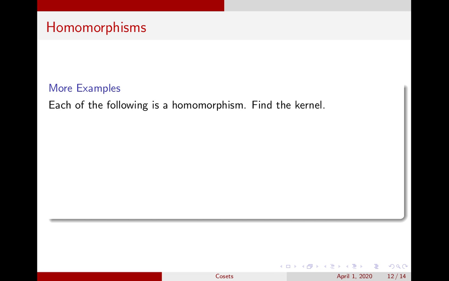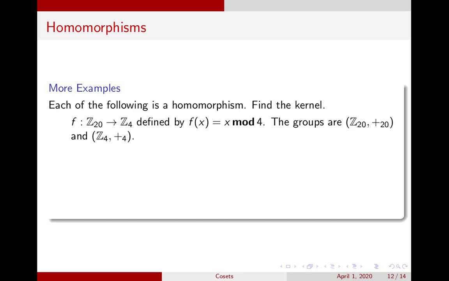Okay, let's try finding a few kernels of given homomorphisms. So here is a homomorphism from Z20 to Z4, defined by f of x equals x mod 4. So we are working with Z20, not U20, and Z4, not U4. So the operations are plus sub 20 and plus sub 4. And the identities in both groups are the number 0, right? Because the operation is an addition.